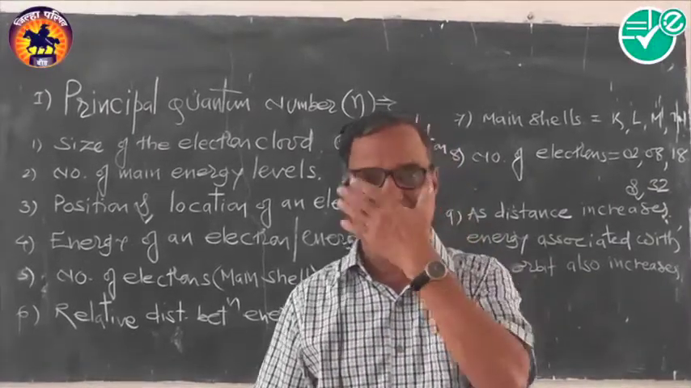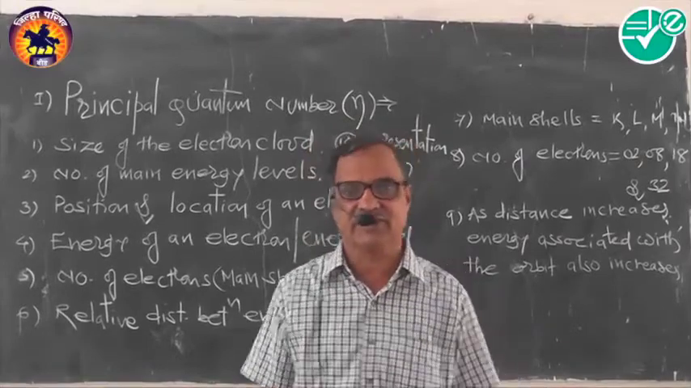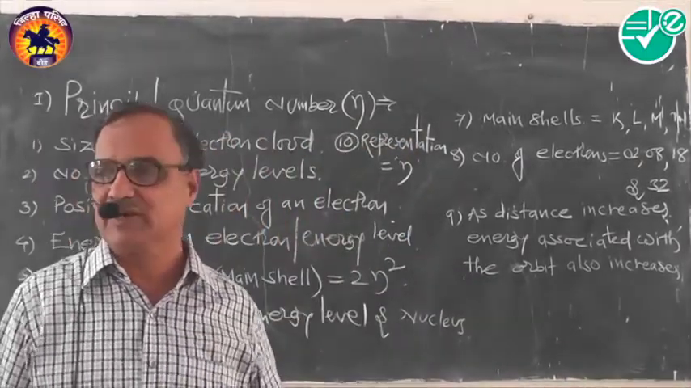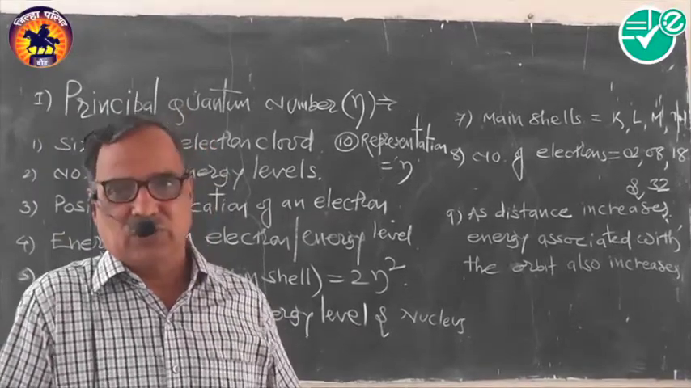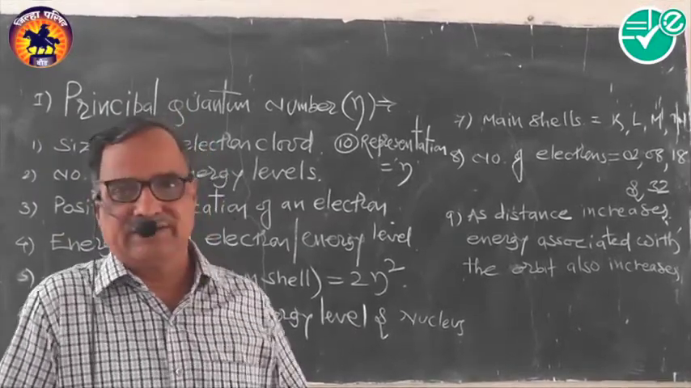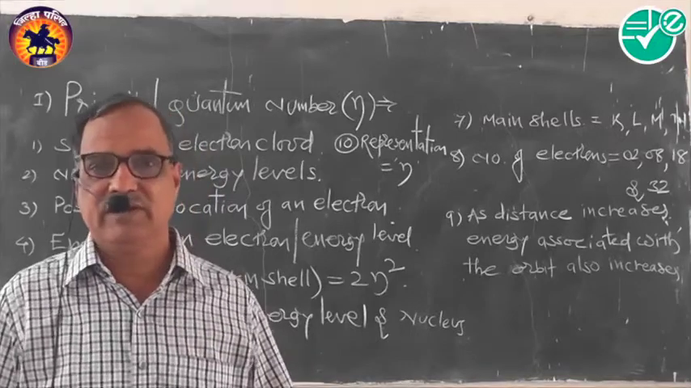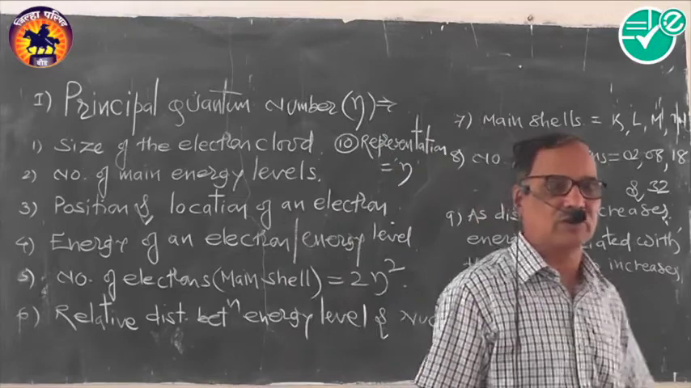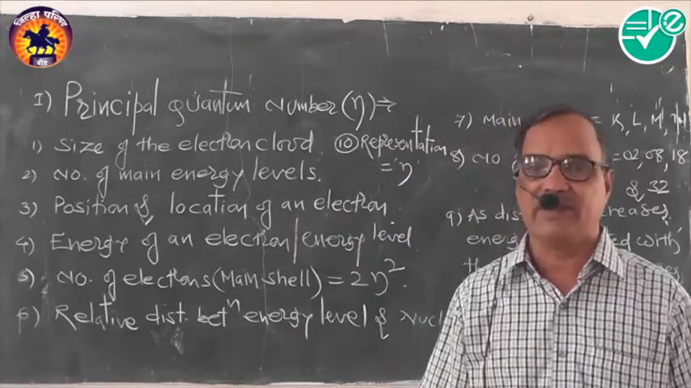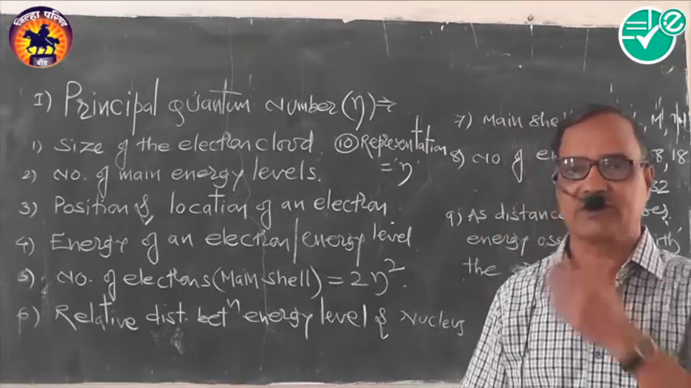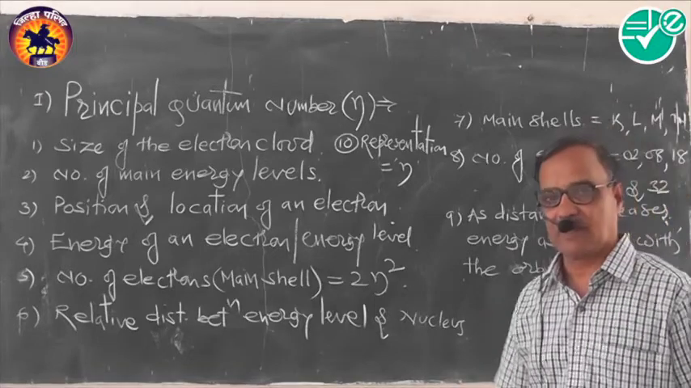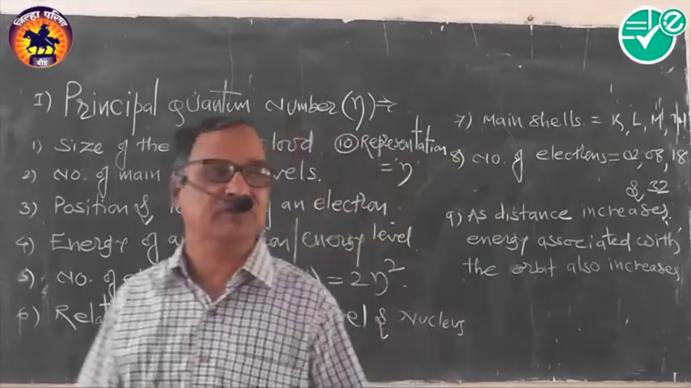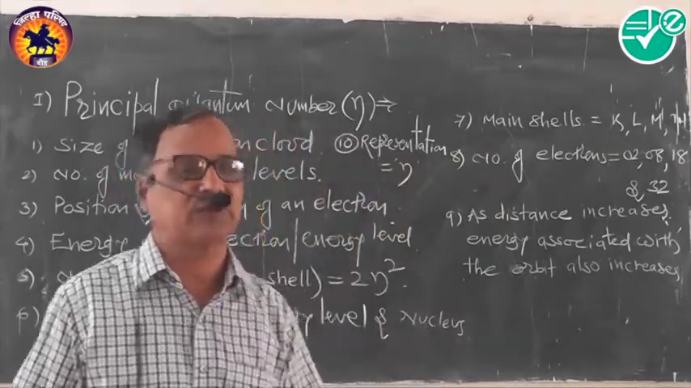In yesterday's lecture, the discussion about quantum numbers and the classification of quantum numbers is over. We defined yesterday that a quantum number is the number which gives the exact position or location and energy of an electron. And quantum numbers are classified depending upon the position of an electron around the nucleus.